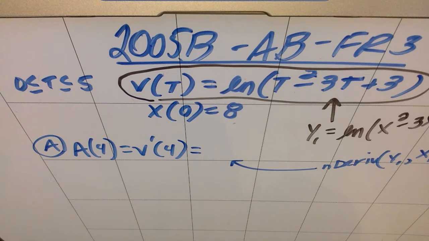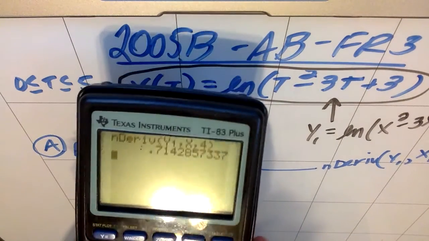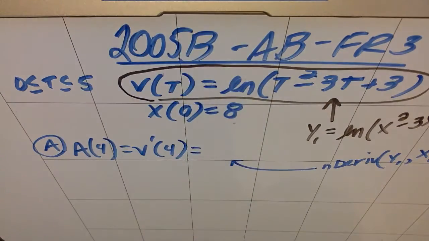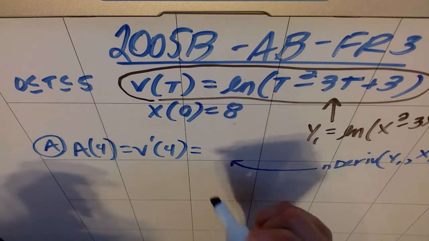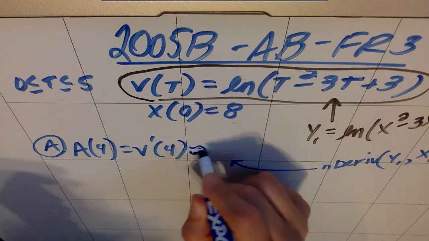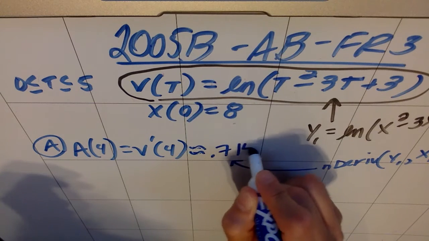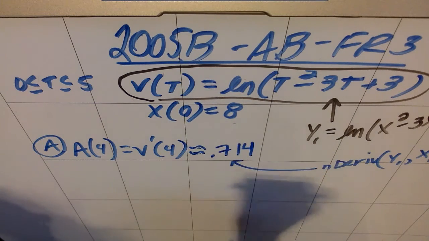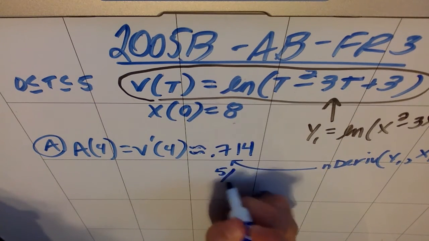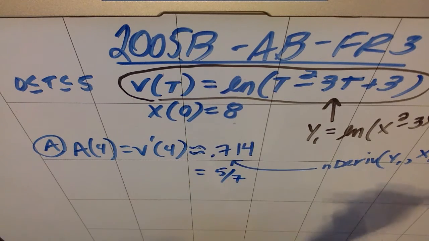If you do that, you're going to get this decimal. That decimal's not wrong, but that decimal is 5/7. If you do it by hand, it becomes pretty clear. It's approximately 0.714, but if you math bracket, it's actually 5/7. And if you had done it by hand, you'd also be able to see that it's 5/7.